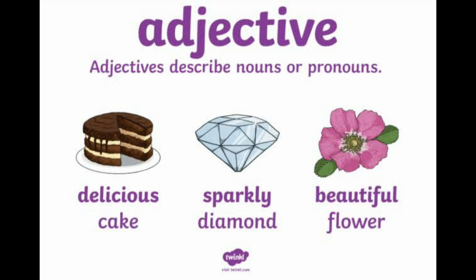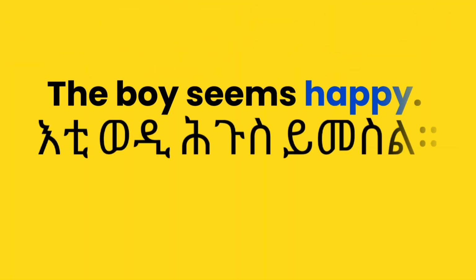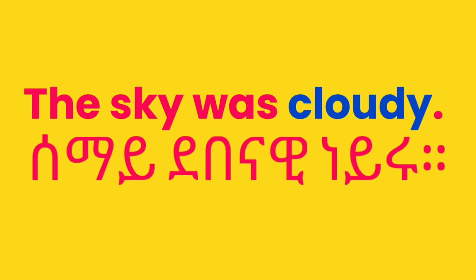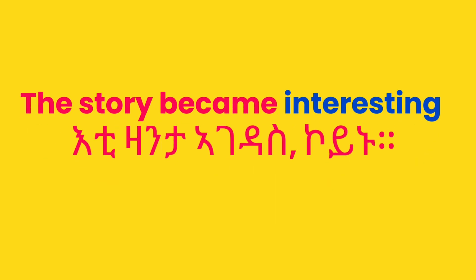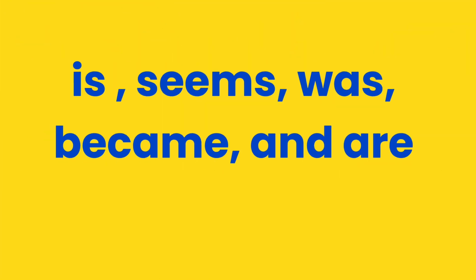For example, the girl is ill. The boy seems happy. The sky was cloudy. The story became interesting. In these sentences, the adjectives in blue colors ill, happy, cloudy, interesting describe the person or thing named by the nouns going before. But they come after the verbs is, seems, was, became, and are the complements of these verbs.